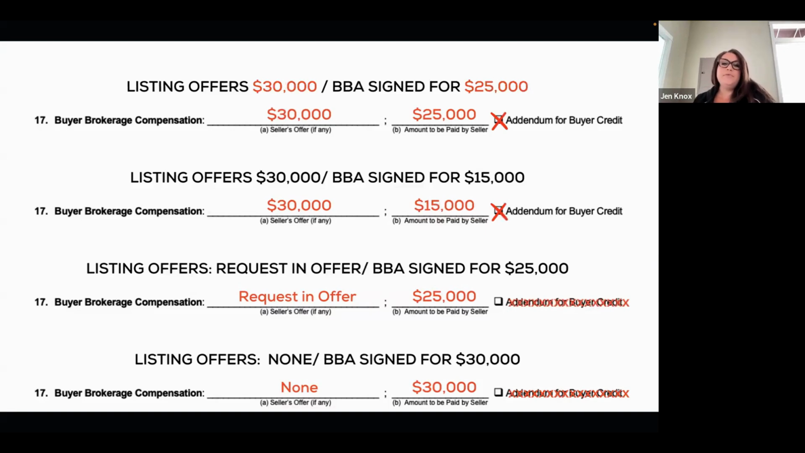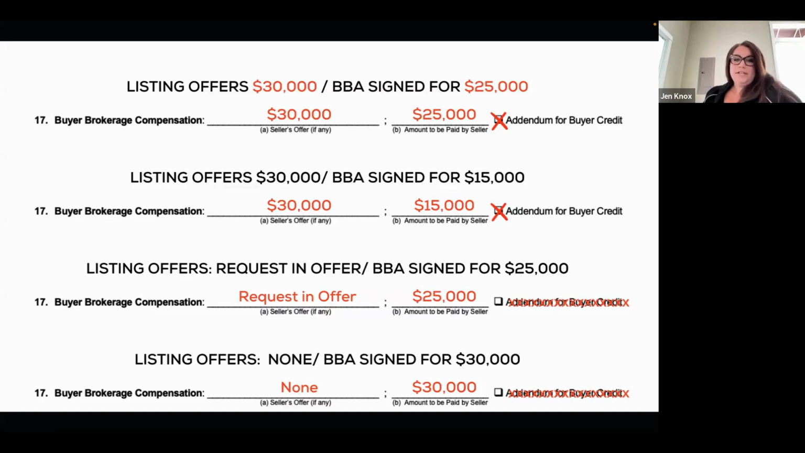So let's talk about what we want to do if we want to give something back to our buyer. Say the listing is offering $30,000. We have an agreement signed for $25,000, but you want your buyer to be able to take advantage of the full offer that the seller is giving. In this situation, we would use $30,000 because that's what the listing is offering. We would ask the seller to pay our compensation of $25,000. And with the discrepancy of $5,000, we would check the addendum for buyer credit and note on there that we want the extra $5,000 to go towards the buyer.